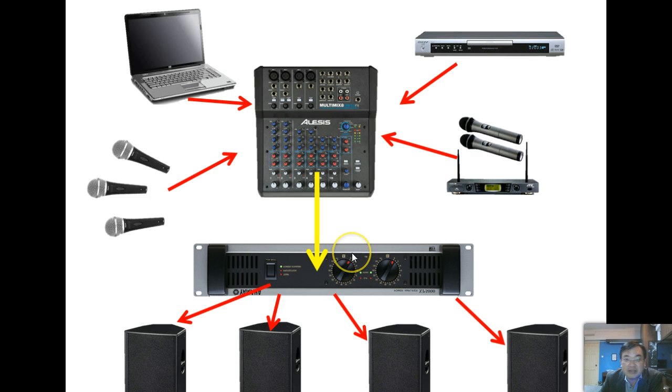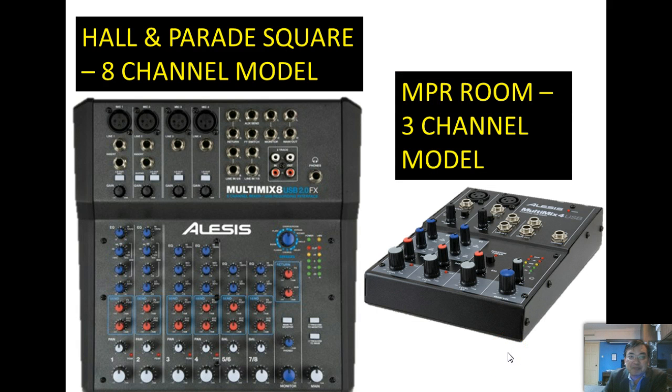Now this amplifier can be of any brand. Basically it has two volume controls. This amplifier will be linked to the external speakers. These are the speakers where all your sound comes out. Now next, the hall in Parade Square, we have this 8-channel model. It means there are 8 input channels, and for the MPR room we have 3 input channels. Okay, this is what you should know.